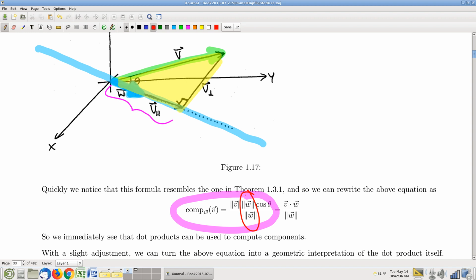The reason I stuck in this, let's multiply and divide by magnitude of W, is because now my numerator is exactly a dot product, and so I can rewrite component as computed by a handy-dandy little formula involving dot products. And the reason I care about this is that dot products are easy to compute. Three-function arithmetic. So easy.